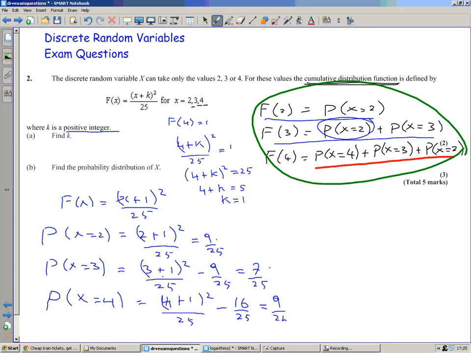Do write it up as a table. You would probably be expected to write it up as a table now. We've got our three possible values, 2, 3 and 4, and our answers are 9 out of 25, 7 out of 25 and 9 out of 25.